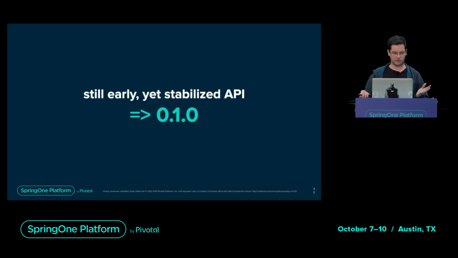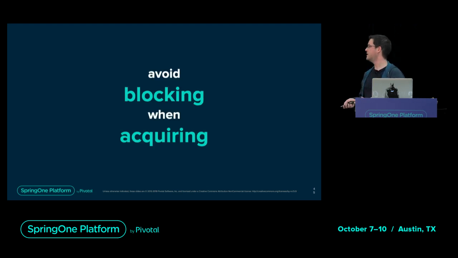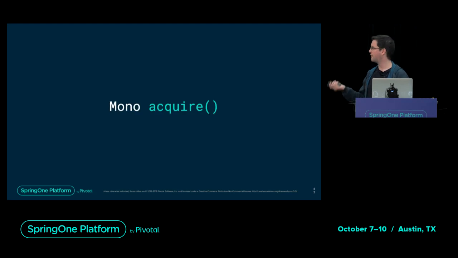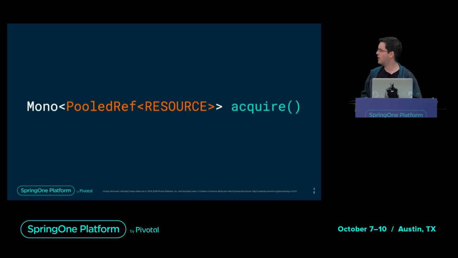It's still early, the first release of the project, 0.1.0. The API is, we believe, stabilized. The idea is a good old generic object pool, but without blocking at any step, without a blocking operation when you acquire an object from the pool. So you have an acquire method to get an object from the pool, and you actually get a Mono instead of the object. You don't block for the object. A Mono of what? A Mono of PooledRef of a resource.